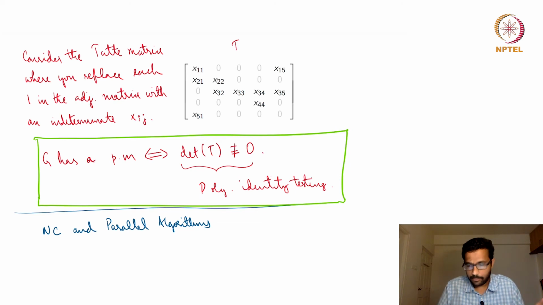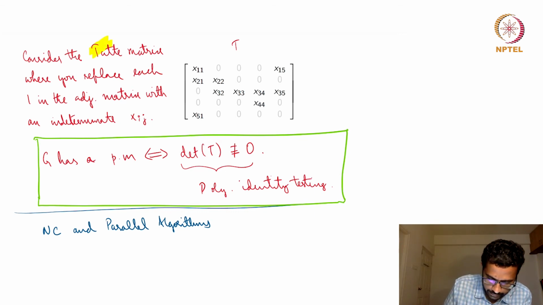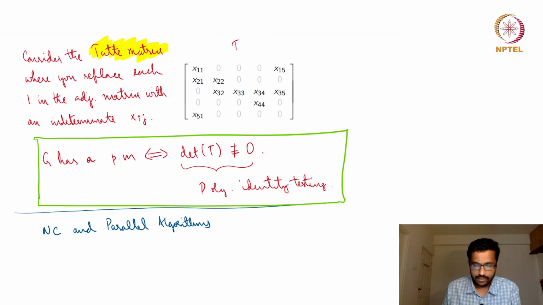So the determinant is a polynomial in these variables. This determinant is not identically 0, meaning it is not the 0 polynomial. Just one more point: this matrix is called the Tutte matrix, T-U-T-T-E, after the graph theorist, and we use the symbol T to denote it. So we are asking whether this determinant is non-zero.